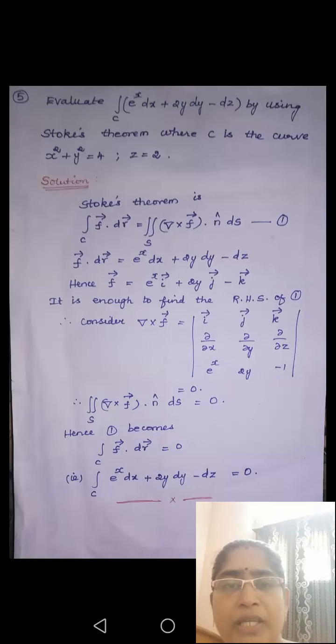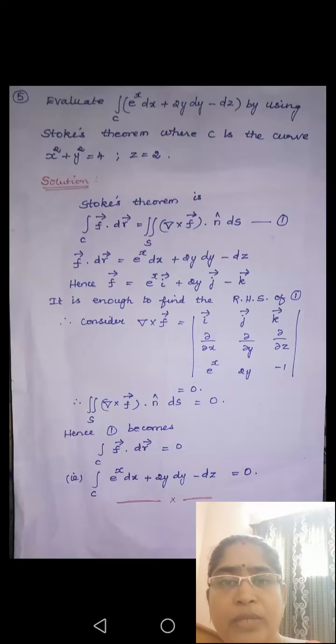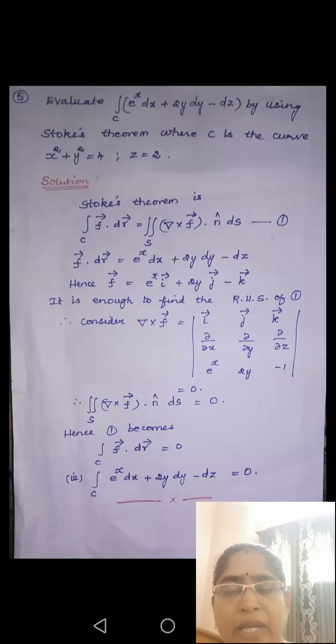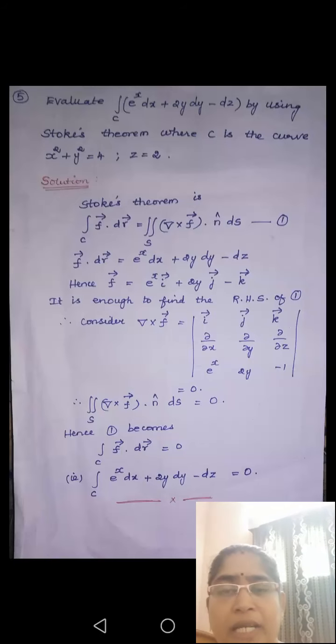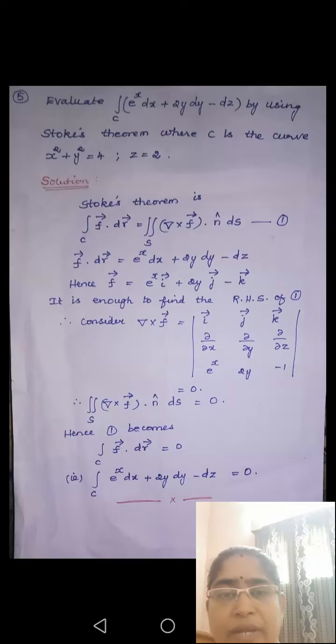Compare this theorem with the given problem. In the place of f dot dr, we are having e power x into dx plus 2y into dy minus dz. So, we will be getting the value of f vector as e power x into i vector plus 2y into j vector minus k vector. Therefore, it is enough to find the right hand side of equation 1. Therefore, consider del cross f vector. So, proceed as usual. The value of del cross f vector is 0.